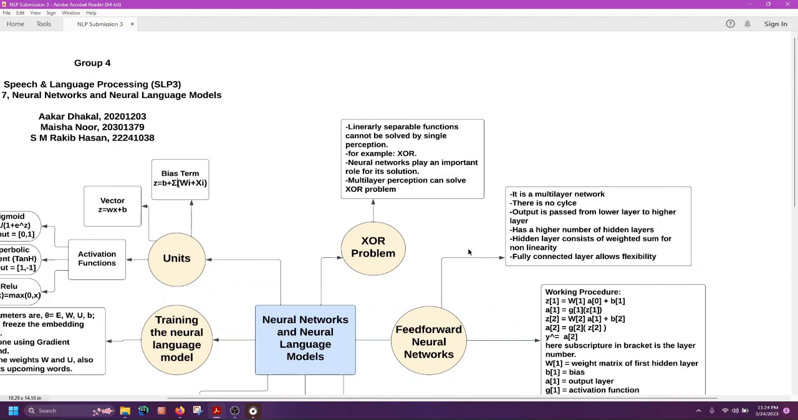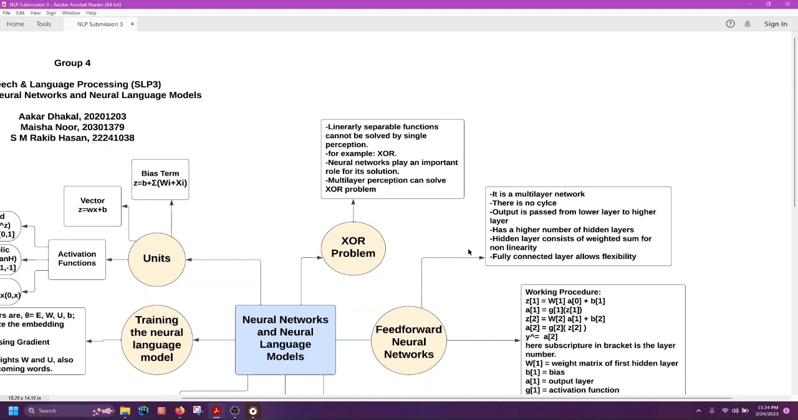Now let's talk about the XOR problem. A single perceptron cannot solve linearly non-separable functions, such as the XOR problem. In the XOR problem, the truth table states that the output will be 1 if both inputs are different. So it clearly cannot be linearly separable, as output 1 is produced when the inputs are either 0, 1 or 1, 0. There is no decision boundary that can separate the XOR function. The solution here is to use a neural network, more specifically a multilayer perceptron. A multilayer perceptron can solve the linearly inseparable XOR problem.